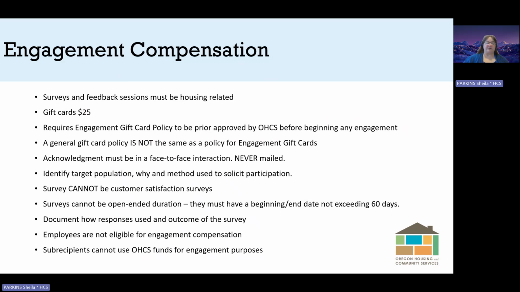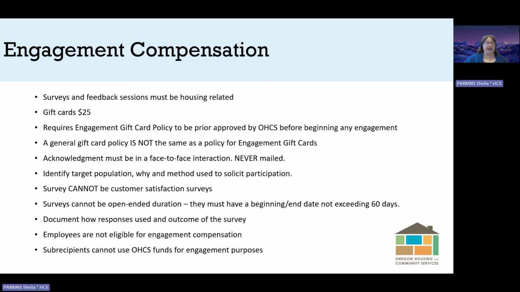Gift cards can be used to provide the incentive up to $25. However, grantees must have an engagement gift card policy prior approved by OHCS before beginning to engage with any client and paying them a $25 compensation. It is important to recognize that a general gift card policy does not provide the same permission for the purpose of survey and engagement compensation. While the policy related to gift cards generally and the engagement compensation could be included in the same policy, they are distinctly different and each requires specific language.